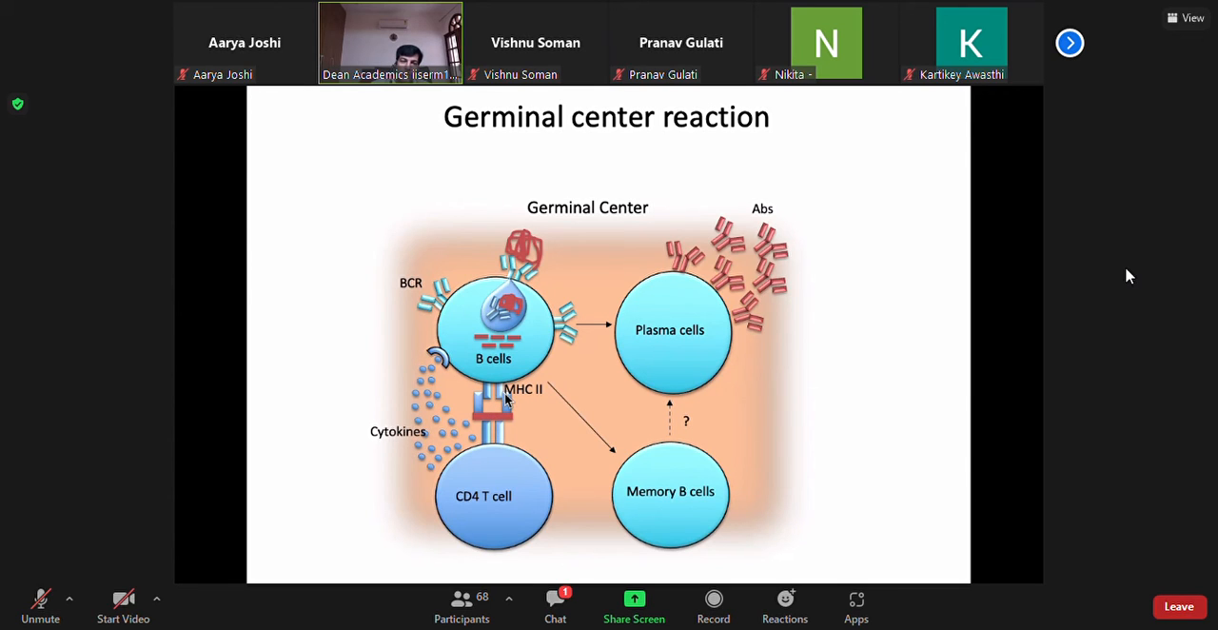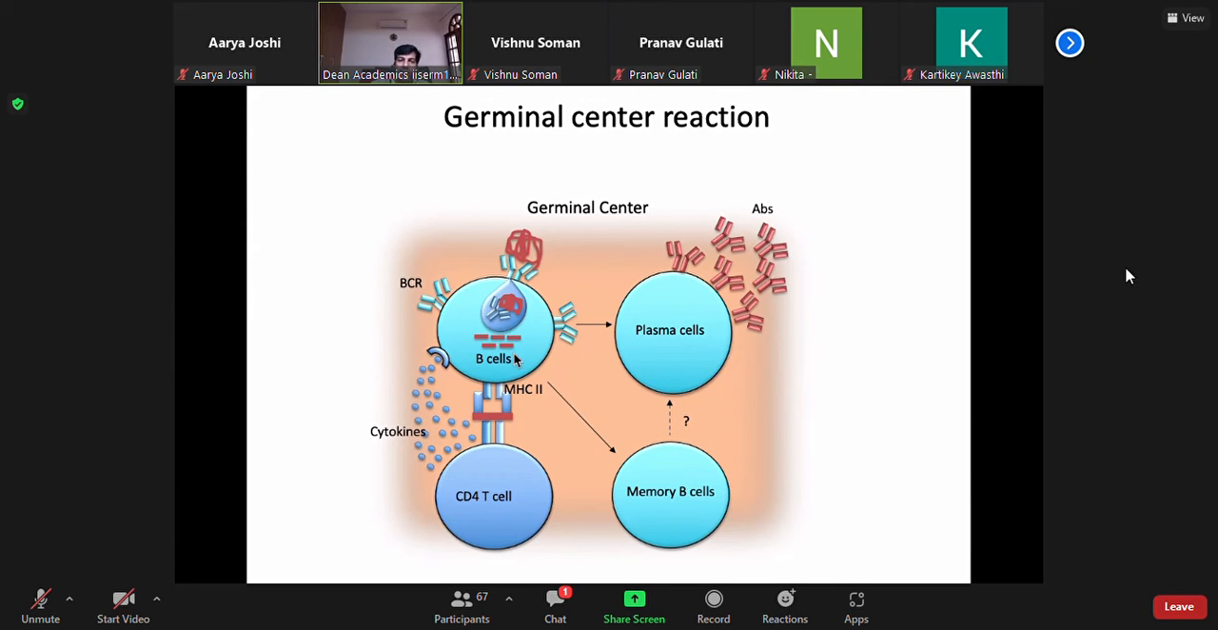This is going to activate your CD4 cells. CD4 cells, once activated, will produce cytokines. The cytokine receptors are present on your B cells, and this cytokine signaling along with the antigen receptor signaling is going to make these cells into plasma cells, which can make a good quality antibody response, right?